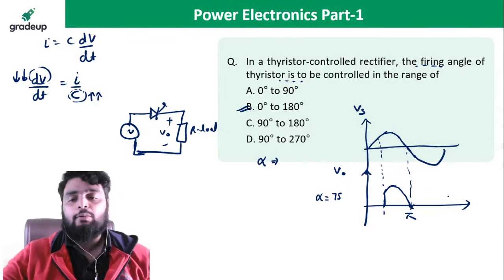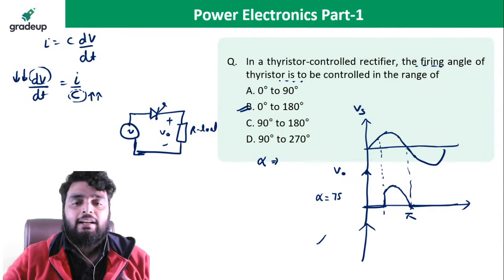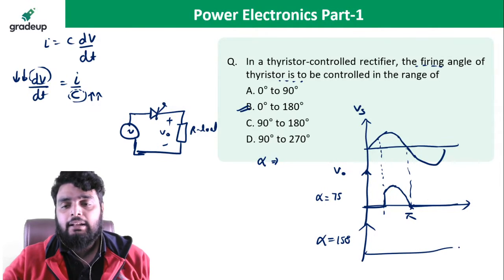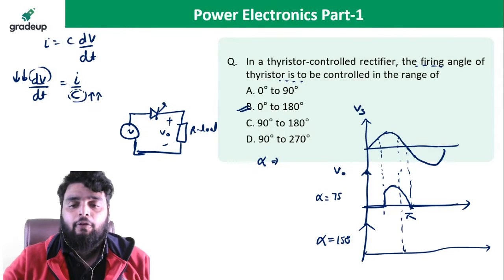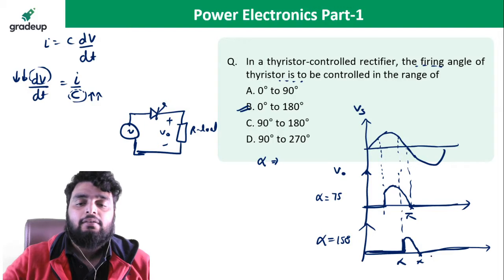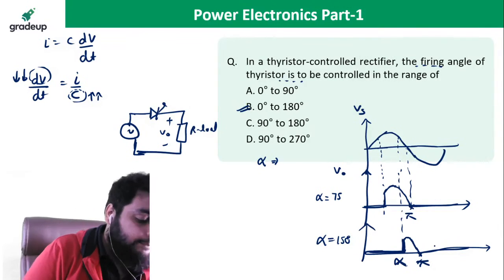Because you have a resistive load, after that it will be 0. If you take alpha greater than 90, let us suppose I am taking alpha equal to 150, then what will happen? Alpha equal to 150 will lie somewhere here. So before alpha, there is no output voltage. Why? Because the switch will act like an open circuit, and after that it has some voltage till pi, and then it is 0. So the answer is 0 to 180.